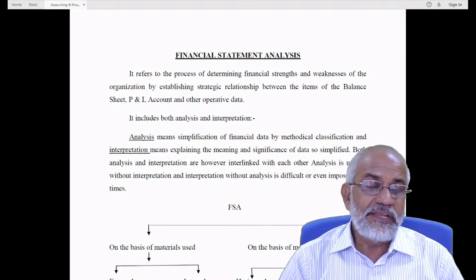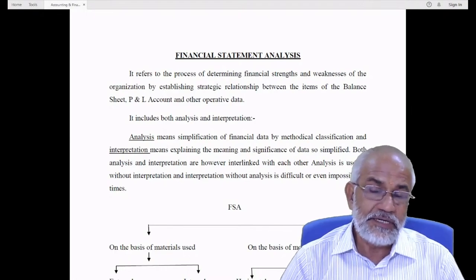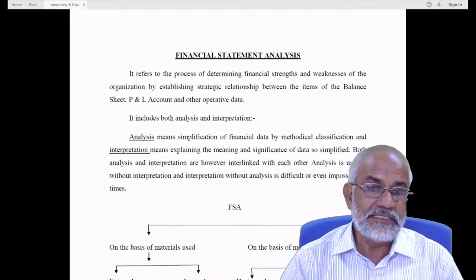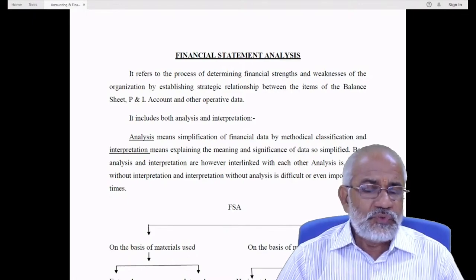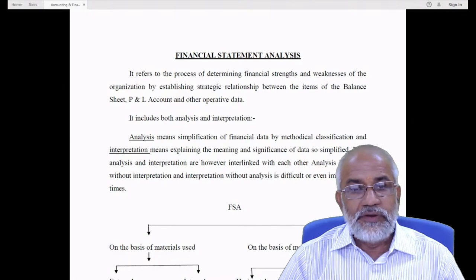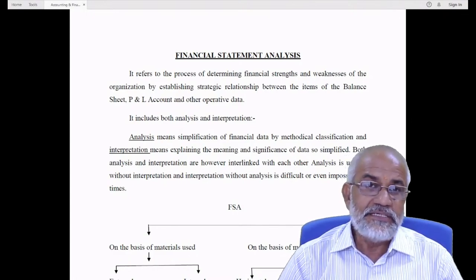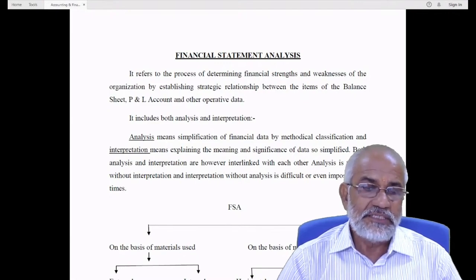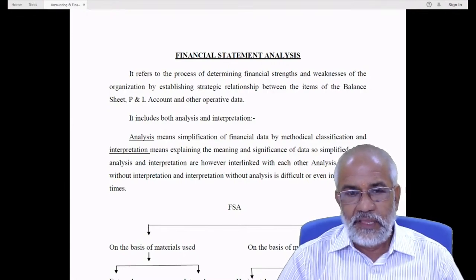The second part of the financial statement is the balance sheet, which speaks of the statement of assets and liabilities of the organization. And if we look at the annual report, beyond these two major financial statements, that is the income statement and the balance sheet, the cash flow statement also becomes a part of this as per the provisions of Accounting Standard 3.